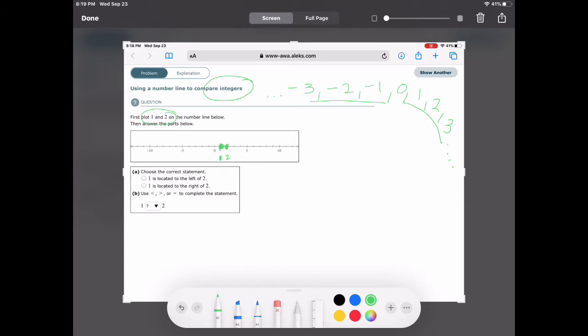And it says choose the correct statement. 1 is located to the left of 2. Well, over here is the left and over here is the right. So yes, 1 is not to the right of 2. And then we're going to use a less than, greater than, or equal to compare. 1 is less than 2. And you can click the drop down and choose that.